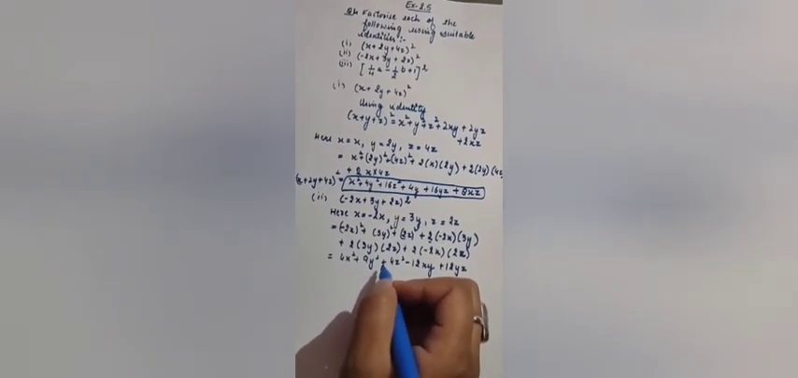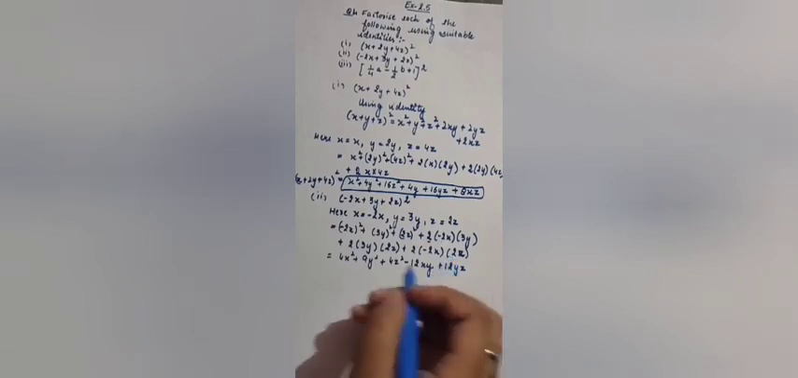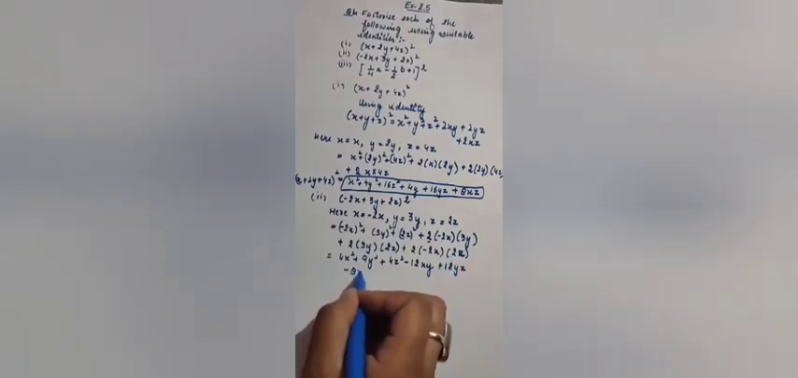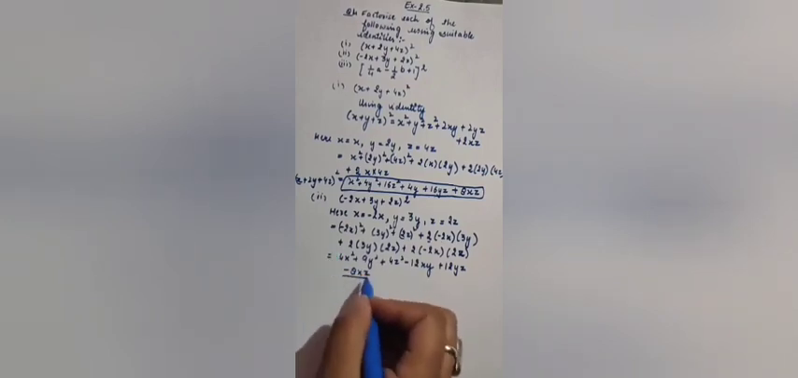Okay, at last what do you have to do? You have to multiply 2 into minus 2 will be minus 4, and minus 4 and 2 will be minus 8, so the answer is minus 8xz here. Okay, so this is the required answer.